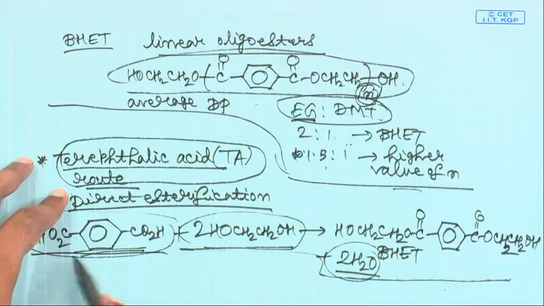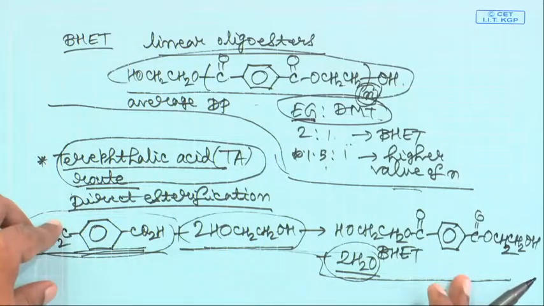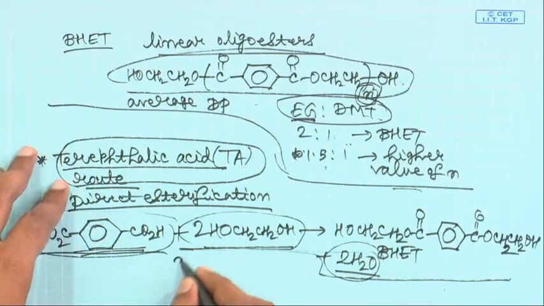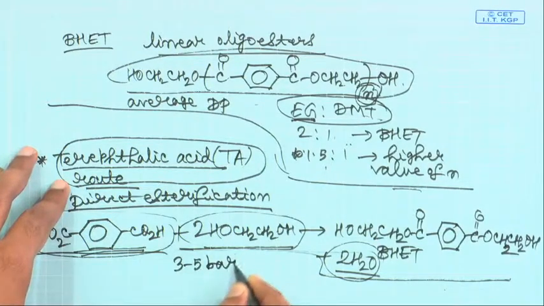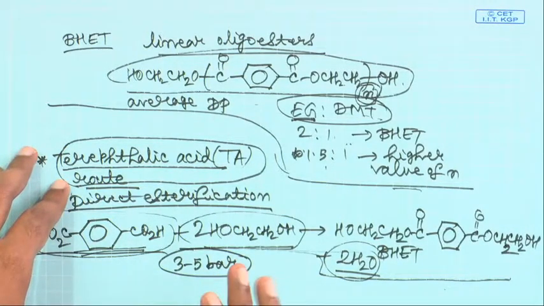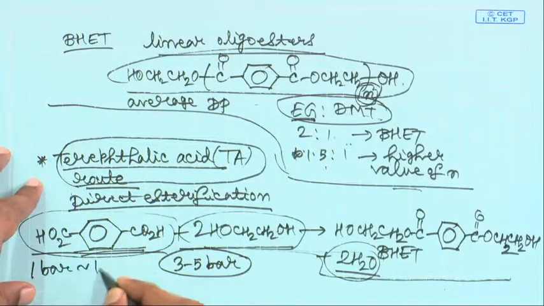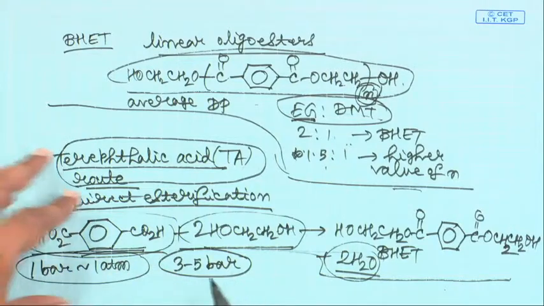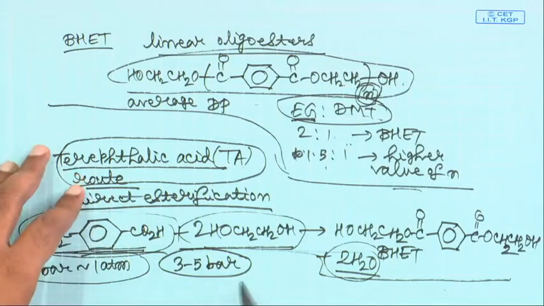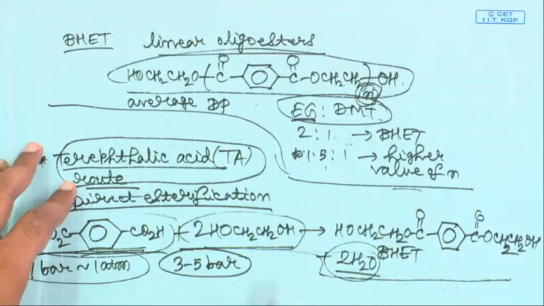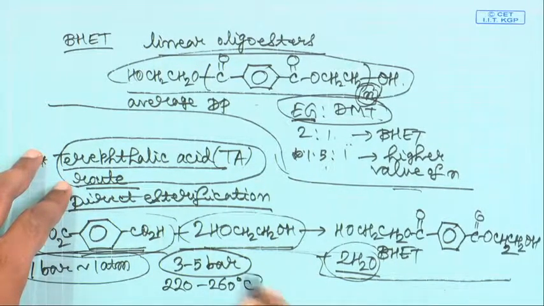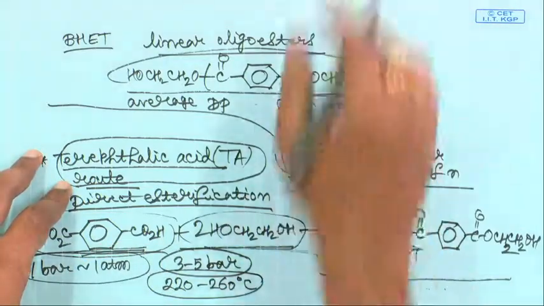So, if you are going to do this direct esterification route, you have to use a high pressure, around 3 to 5 bar of pressure. Just to compare it with your normal atmospheric pressure, 1 bar is approximately equal to 1 atmosphere. So, 3 to 5 bar of pressure you have to use, and you are basically using a high temperature in the range of 220 to 260 degrees Celsius in order to do this direct esterification step.